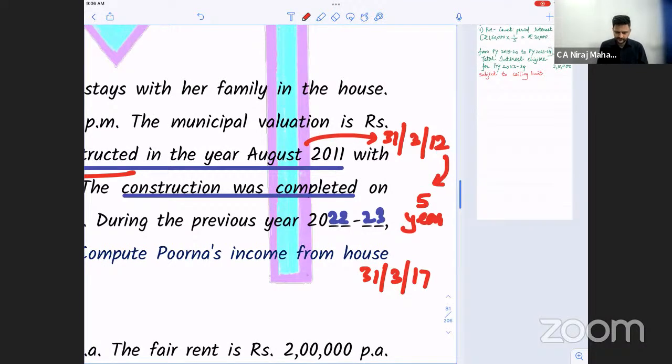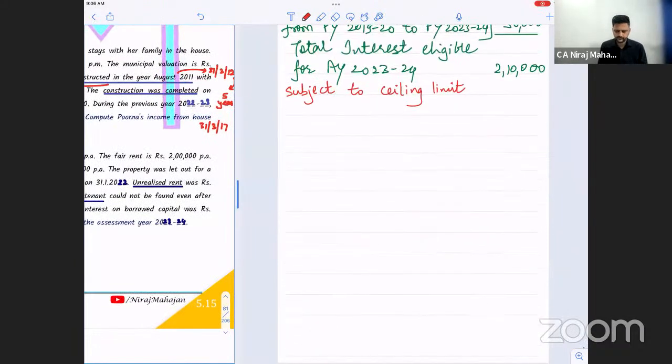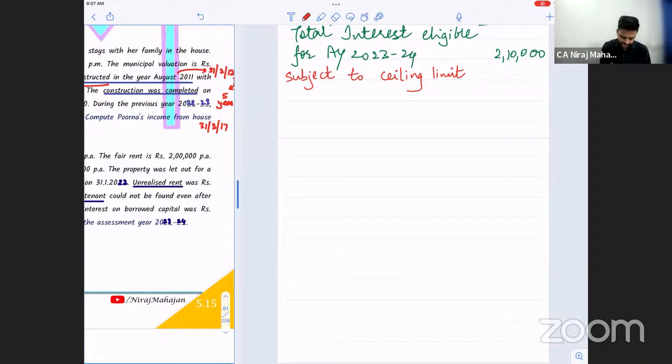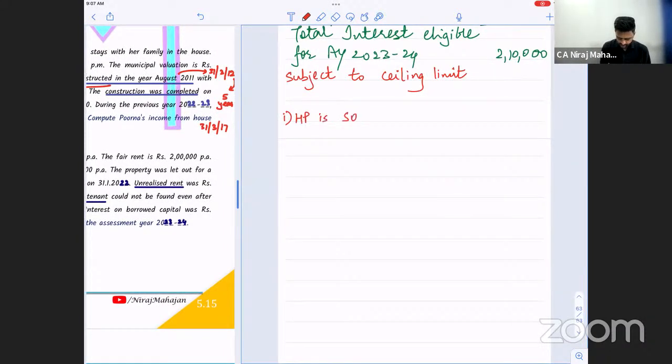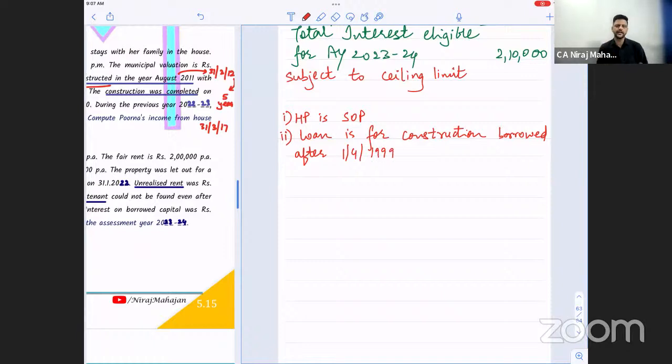Write down. Point number 1: house property is self-occupied property. No problem. Second, loan is for construction. That condition is also satisfied. Loan is taken after 1/4/1999, borrowed for construction. That point I missed. I hope you're understanding how in detail you have to read, and how it affects your answer. But the third one is important.